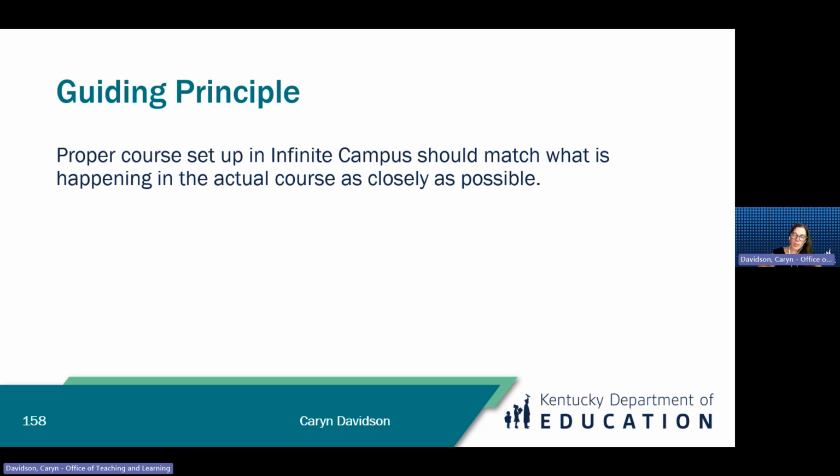In general, I always tell people the overarching guiding principle when you're setting up a course in Infinite Campus is that whatever's happening in reality for your students, whether they're sitting in a classroom with a teacher doing direct instruction or whether they're on a virtual course with a digital learning provider online, that should mirror the course setup in Infinite Campus. So when you are referencing the data standard and all of the data elements I'm about to go over with you, you will always select the one that matches what's happening with the course.